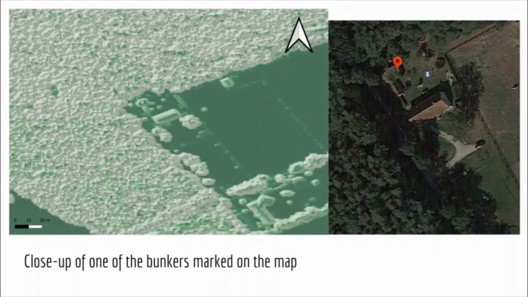So this is what I was talking about earlier, cross-referencing with Google Earth. Obviously you can see the bunker marked right here on the map, and you can also see it right here. It was pretty difficult to actually find these things. It took a lot of cross-referencing and a lot of patience, but I eventually got it done, and I'm really proud of the result.